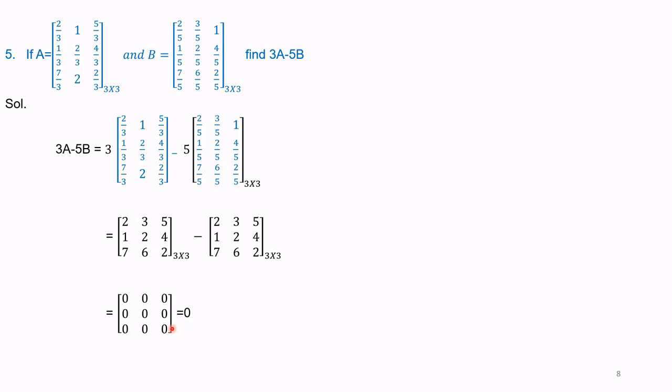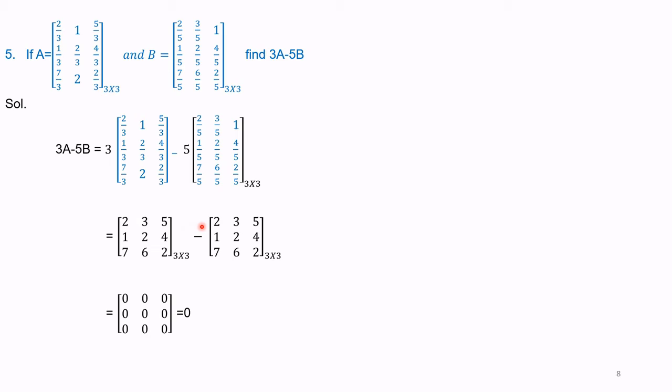So you remember scalar multiplication. You have to simply multiply each element of the respective matrix by the factor. In this case, we have to multiply A with 3 and B with 5. So simple scalar multiplication as indicated. And then we have to subtract. So you find the final matrices and subtract the corresponding elements.